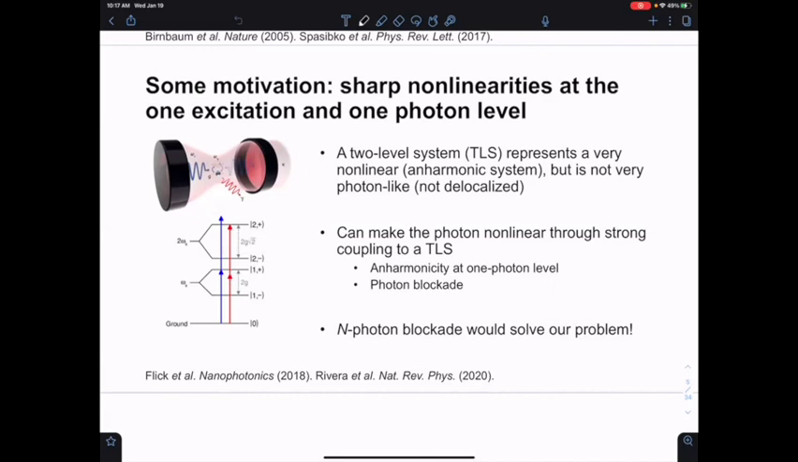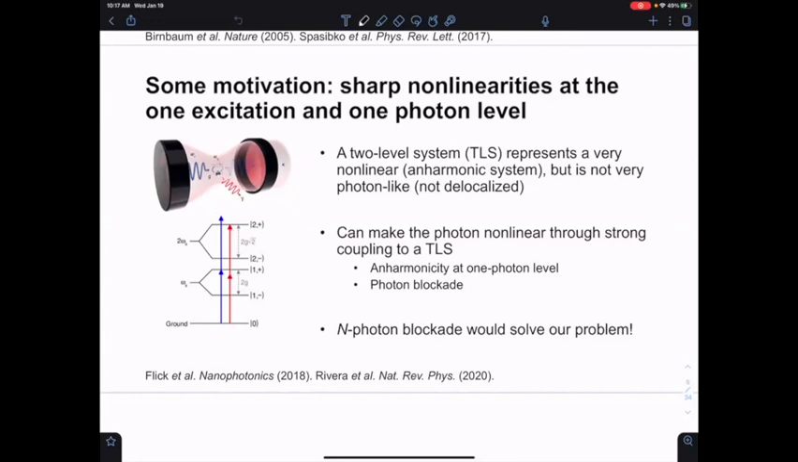Now for a Fock state, it would be really nice if we had something like an n photon blockade, where the system was letting you put in n photons, but not letting you put in n plus 1, or alternatively, given n photons, you couldn't go to n minus 1. So this is the kind of phenomenon that would solve our problem, but strong coupling itself doesn't do this.